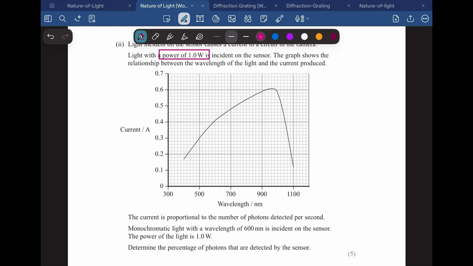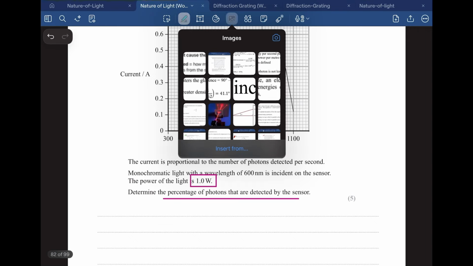Monochromatic light with a wavelength of 600 nanometers is incident on the sensor. The power of the light is 1 watt. The question says determine the percentage of photons that are detected by the sensor. So right here they are talking about the percentage of photons that are detected by the sensor. Now we'll have to understand one thing. I'm going to bring that part right here.